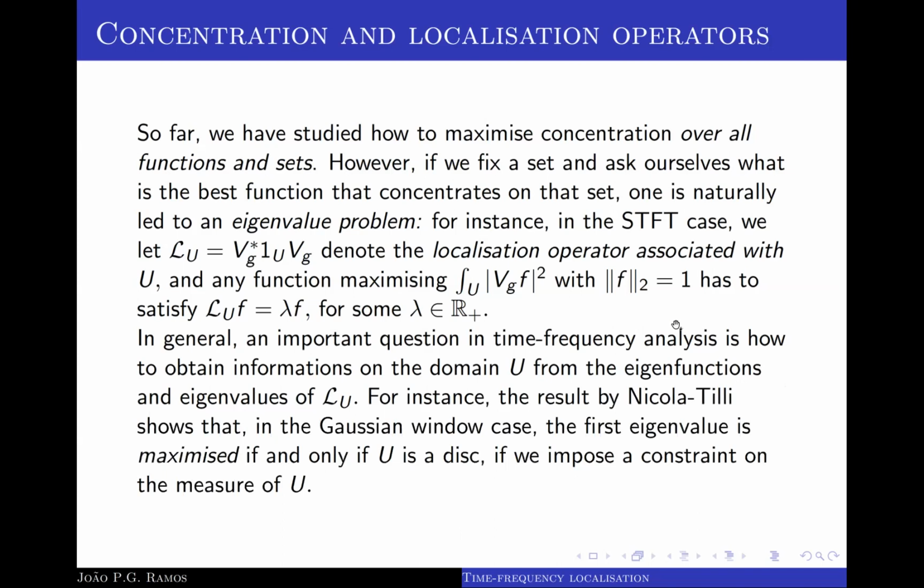And for instance, the result by Fabio and Paulo shows that if you take a window to be Gaussian, then the first eigenvalue is maximized if and only if U is a disk, if we consider the class of all sets with a certain fixed Lebesgue measure.